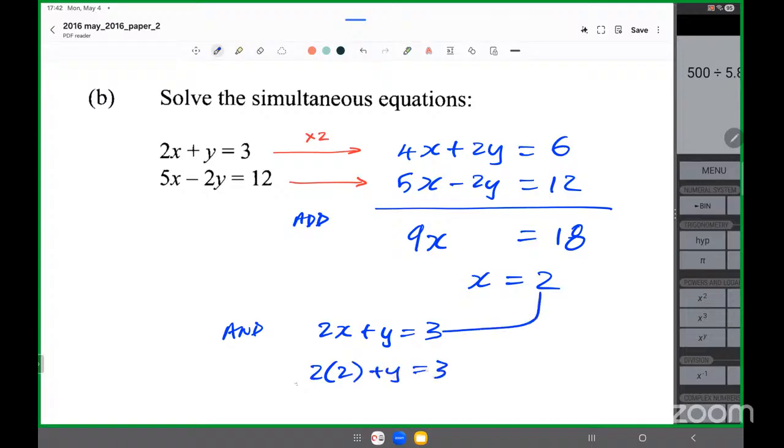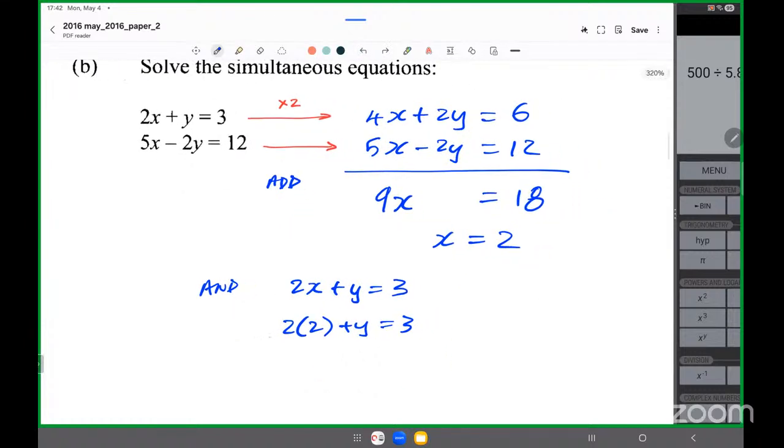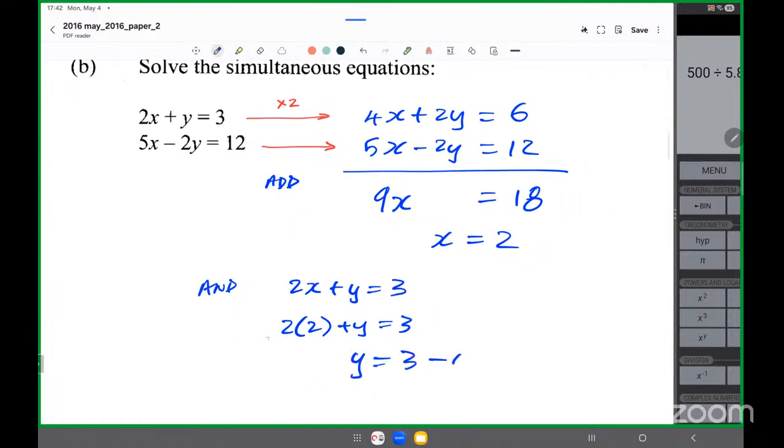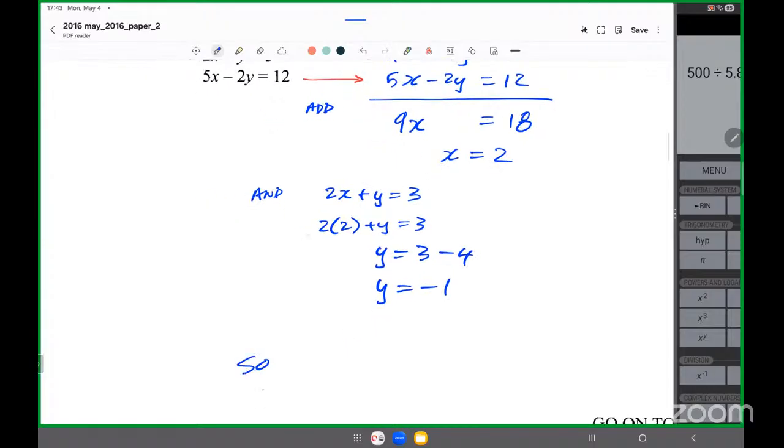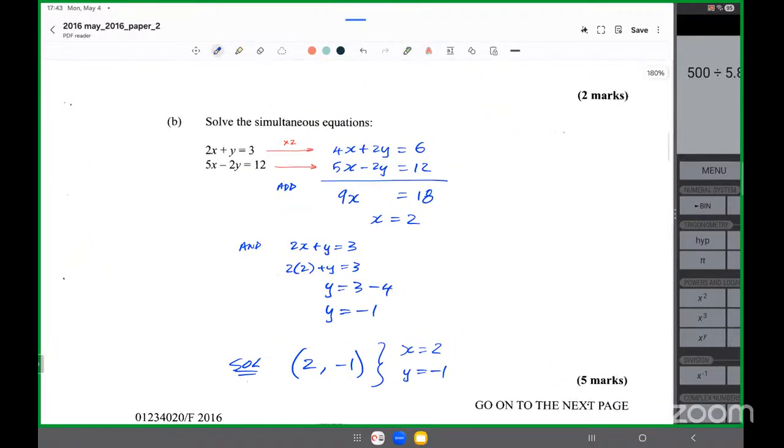I will put the 2 here for the x. And then y equals 3 minus 4, because this 2 times 2 is 4. And I bring it over and subtract, you get 4. And so y equals -1. Therefore, your solution is the point 2, -1. Or you can write x equals 2, y equals -1. That is it. Right? That's the solution, right? Very good. 5 marks for doing that. Nice 5 marks.